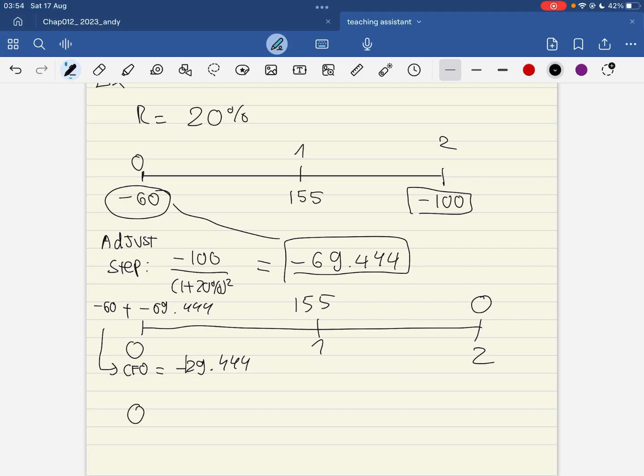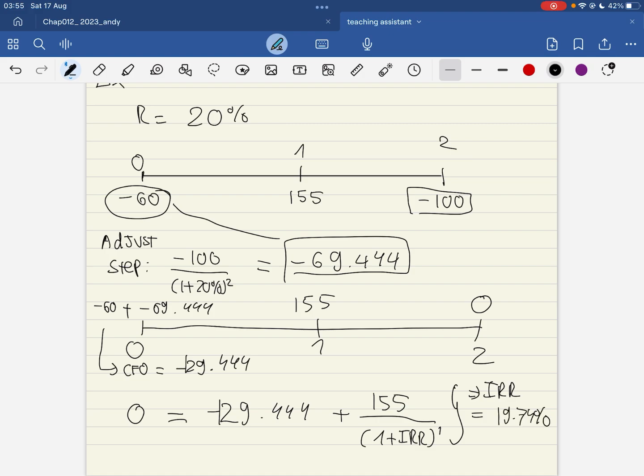Next step, we calculate the IRR using the IRR formula. So year 0 is equal to CF0, which is minus 129.444, plus 155 divided by 1 plus IRR to the power of 1. And the answer we get from the calculation is IRR equal to 19.74%.